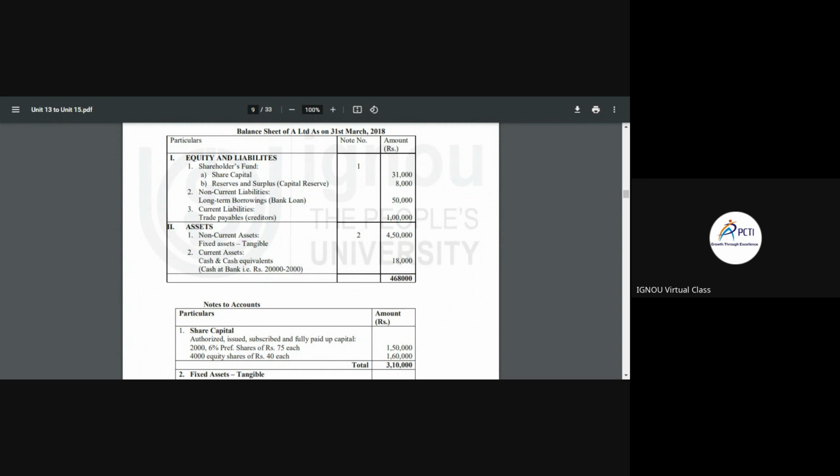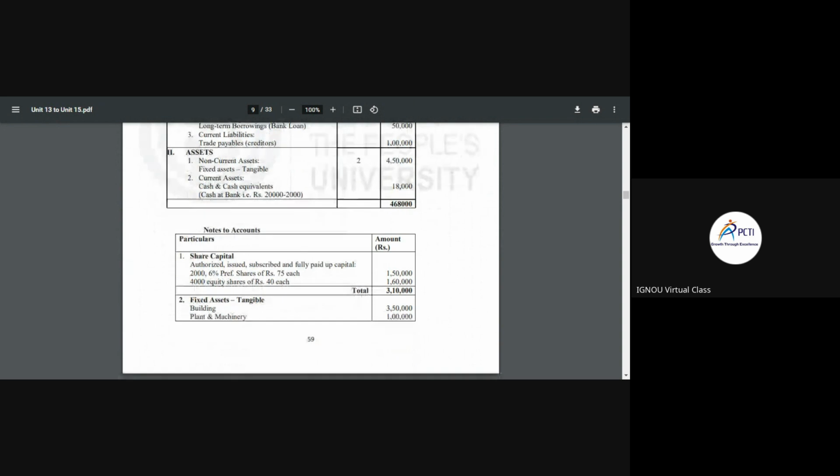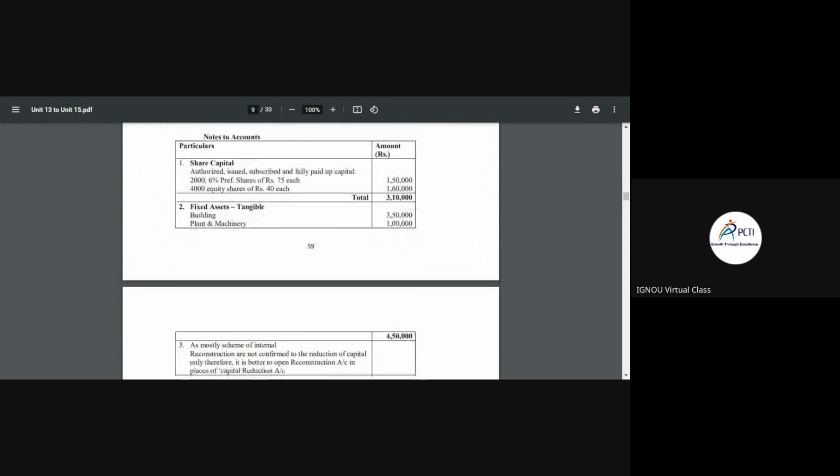Then we have assets, non-current assets like fixed assets, tangible. Then we have current assets, cash and cash equivalents. Here we have the notes also to calculate the whole amount, like share capital: authorized, issued, subscribed and fully paid up capital, 2,000 6% preference shares of rupees 75 each, that will cost 1,50,000. Then 4,000 equity shares of rupees 40 each, that will cost 1,60,000, and the total amount will be 3,10,000. Second one is fixed assets, that is tangible, that one is building and plant and machinery, 3,50,000 and 1 lakh.